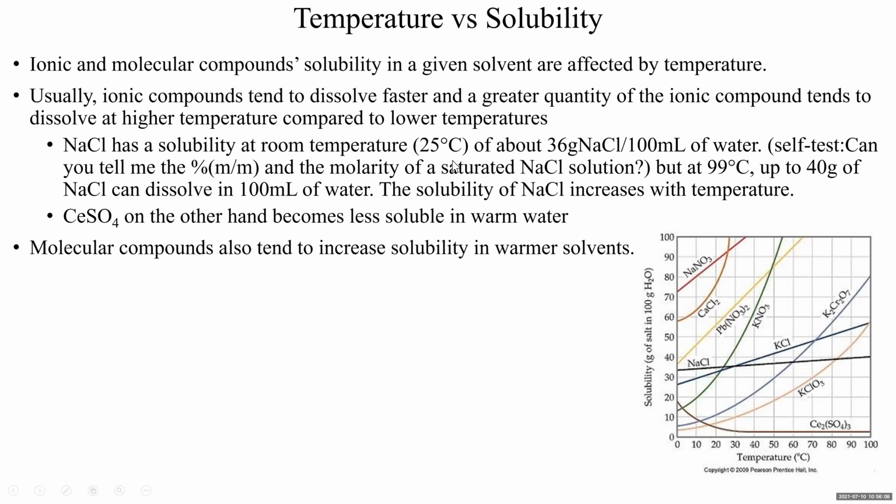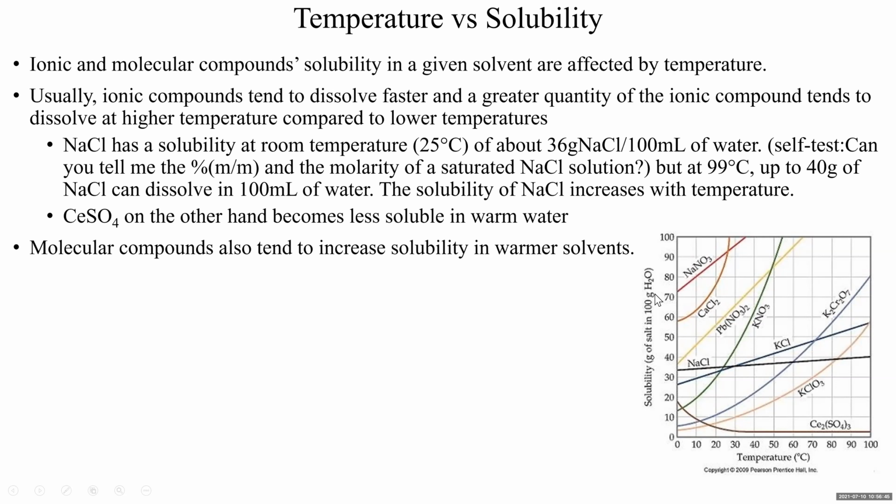Think about this question, by the way. 36 grams of sodium chloride per 100 milliliters of water. This is the saturation point at room temperature, or about 25 degrees Celsius. If you look at this graph at 25 degrees Celsius and you trace a straight line vertically to sodium chloride, you'll see that you're dissolving about 35 grams or so. It's right in between the 30 and the 40 gram mark. So you're dissolving about 35 or 36 grams of sodium chloride per 100 grams of H2O.